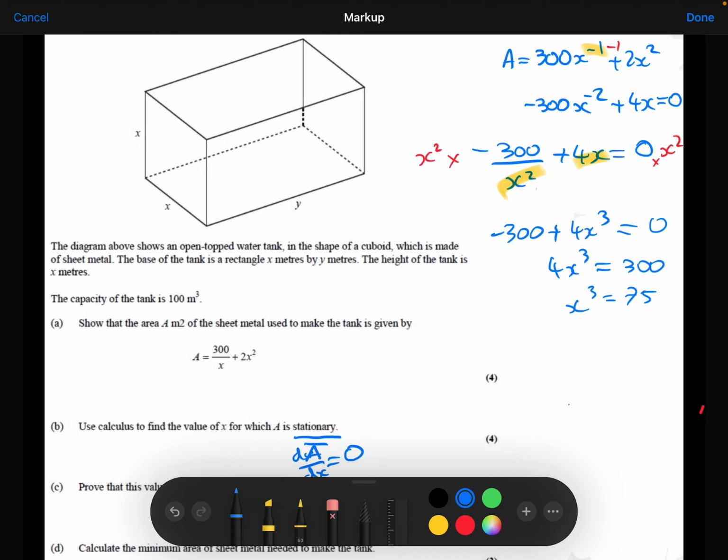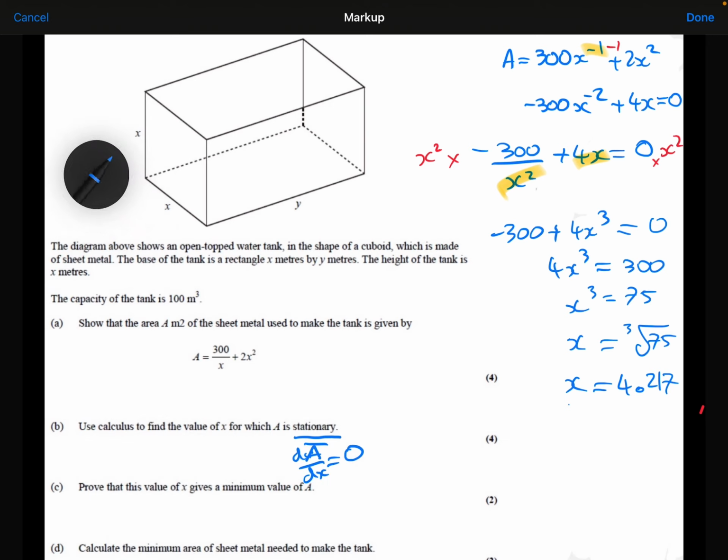And then if we cube root the 75, we find that the value of x that makes A stationary is 4.217 to 3 decimal places. So that is the value of x which makes A stationary. So that's my answer for part B.